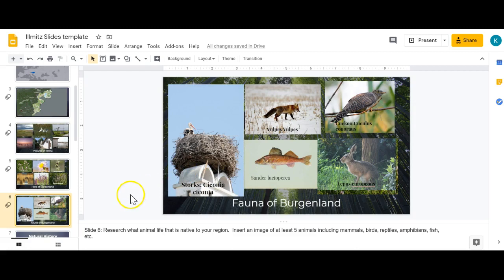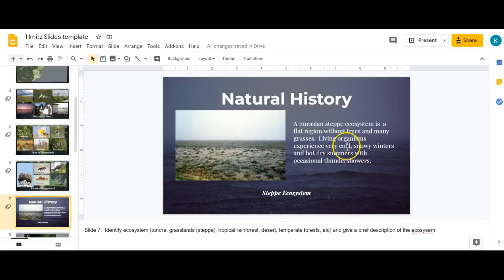Okay. Slide number 7 will be just introducing the actual ecosystem, what that area is considered to exemplify. So this region in Austria, while most people feel like Austria is nothing but mountains, is actually a very flat region. It's called the steppes of Austria-Hungary. And you'll notice I have an image of what that region looks like, as well as a short description of what's typical for that region. And in this case, it's not having any trees, lots of grasses, and quite extreme weather.